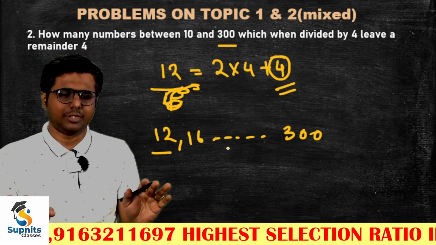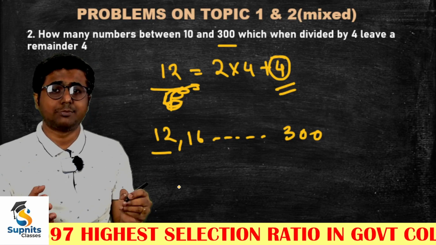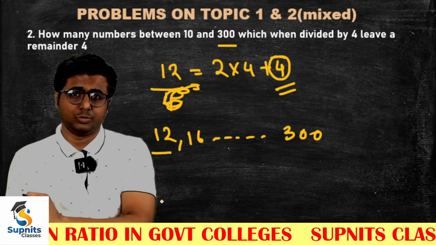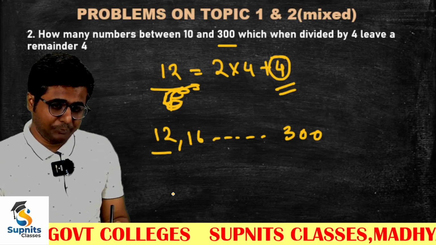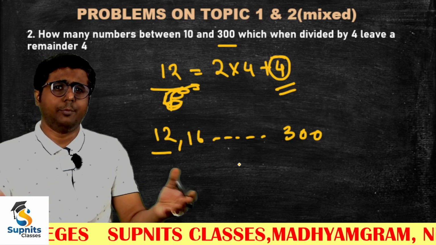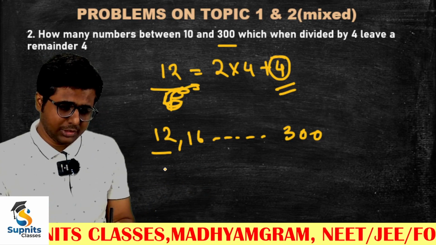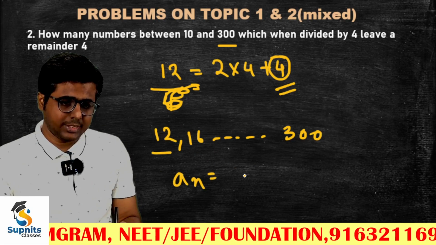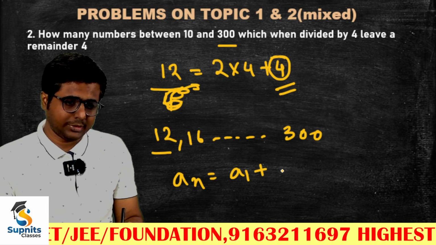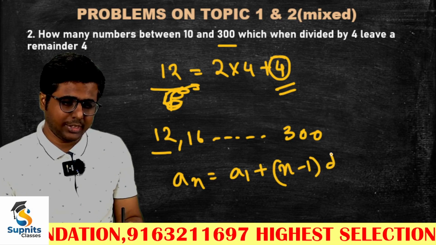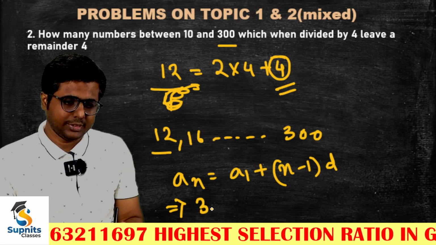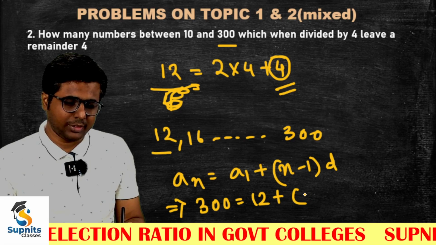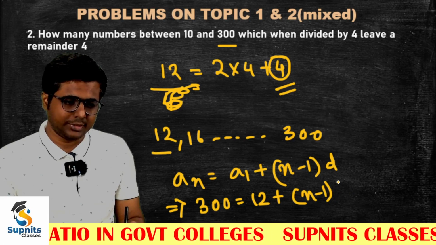So, this makes everything crystal clear. So, 300 is my nth term. I have to find out what is the nth term. What is number of those digits. So, 12, 16. So, how many are there? I am going to find out. So, this is in AP with a common difference of 4. So, AN is equal to A1 plus N minus 1 D. What is AN? 300. What is A1? 12. N minus 1, I do not know what is N. So, I will keep it like this. D is 4.